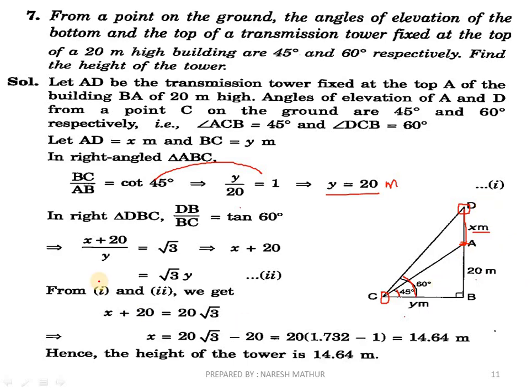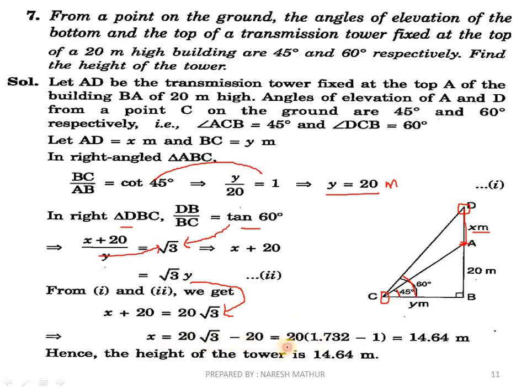Now in triangle BCD, angle is given as 60 degree. So tan 60, if we take tan as perpendicular upon base, perpendicular would be 20 plus x, and the base is given as y. So 20 plus x upon y equals root 3, because the value of tan 60 is root 3. So x plus 20 equals root 3 y. Just cross multiply it. Now we already have the value of y here, so we can write it as 20 root 3. So the value of x would be 20 root 3 minus 20.